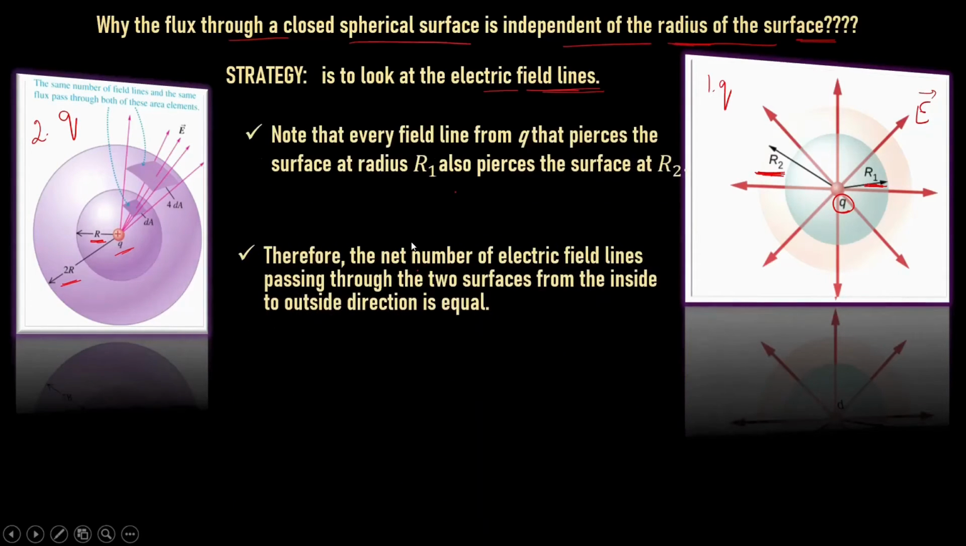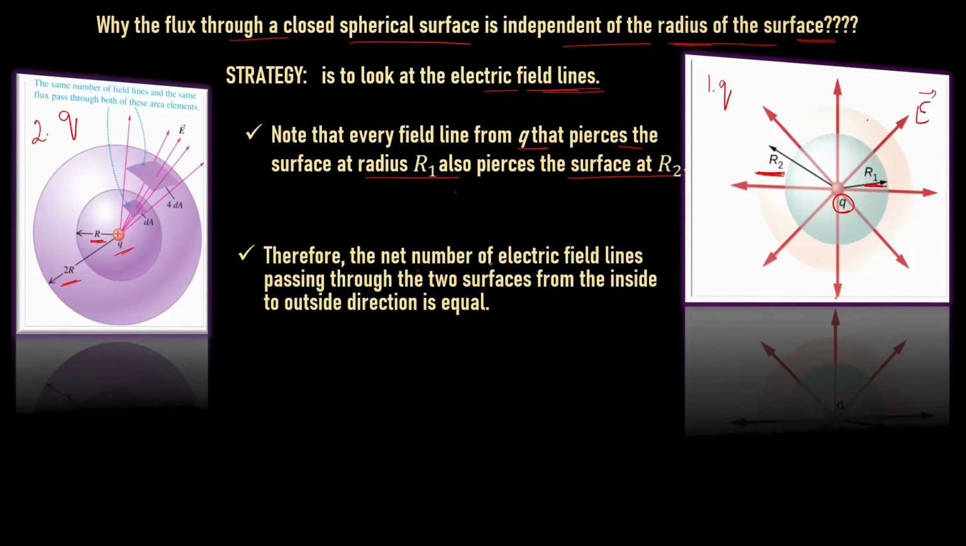So here what we notice is that every field line from Q that pierces the surface at radius R1 also pierces the surface at R2. That means whatever field lines cross R1 will cross R2, and these field lines alone contribute towards the flux. So the flux associated with R1 and R2 will remain the same. The flux through a closed spherical surface is independent of the radius chosen.